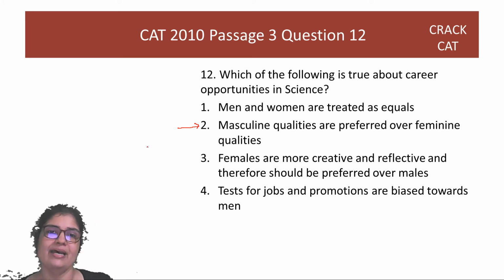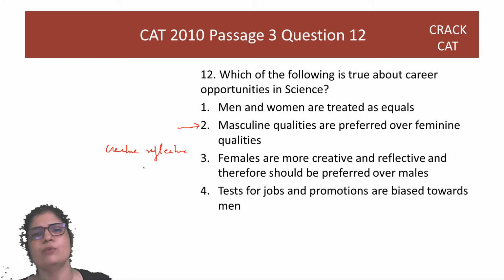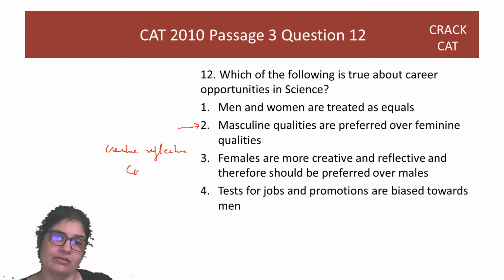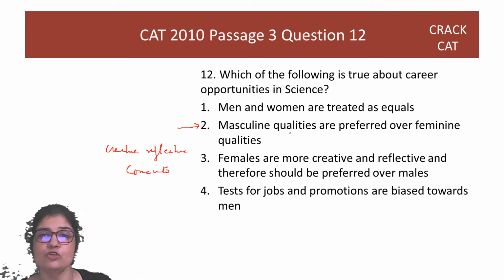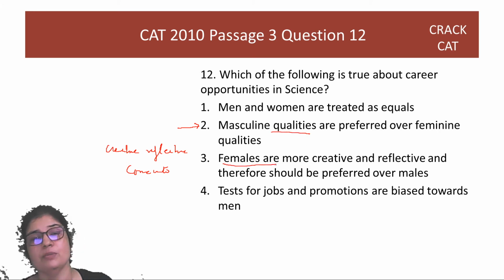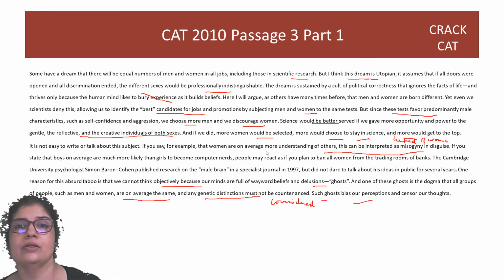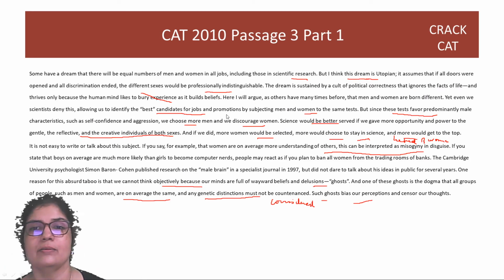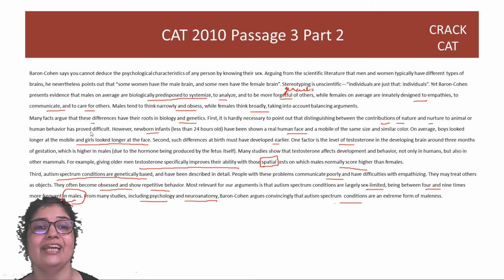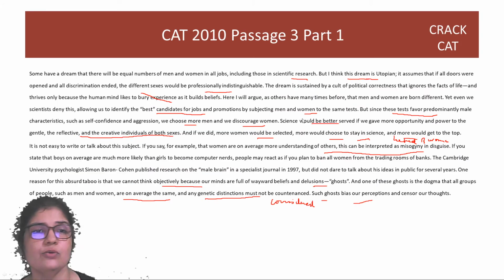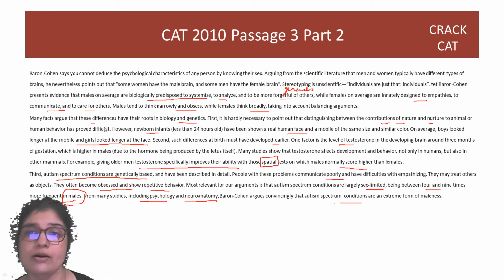Let me tell you. He's saying that creative qualities and reflective qualities are better, and women possess them, so women will come into the system. He's not saying you should prefer this. He's not saying females should be preferred. He's saying the qualities should be preferred. You can go back and check. Since these tests favor predominantly males, he's talking about favoring characteristics. He's not talking about favoring any of the genders. He's saying favor the gentle, the reflective, and the creative individual, the qualities, not the individuals.